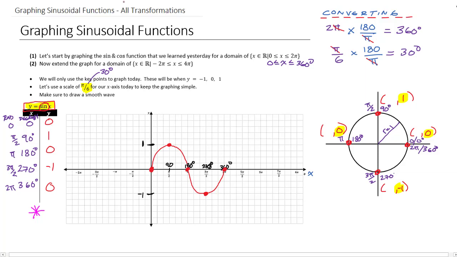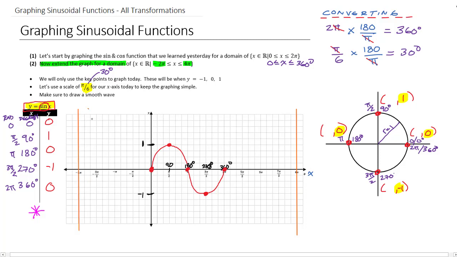Now, the next thing it wants us to do is extend this. So this question says extend the graph for the domain, so our x values, between -2 pi and +4 pi. So we want this to go longer. What I like to do is always draw in a vertical line at my cutoff points, so I don't go over them. So it wants me to go from 4 pi in the positives all the way to -2 pi in the negatives. Now, why is that? I just chose those numbers.